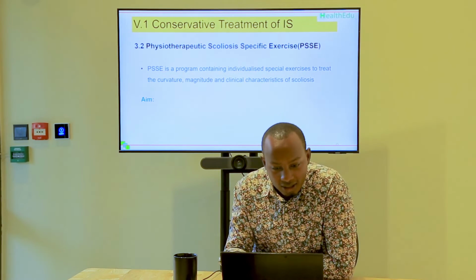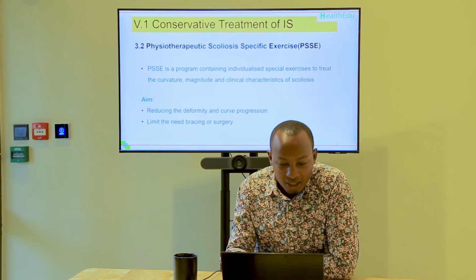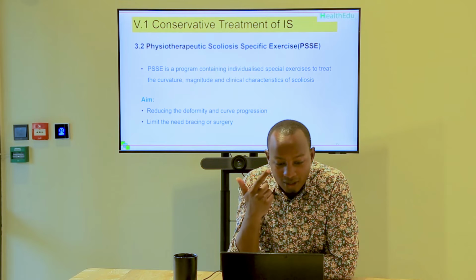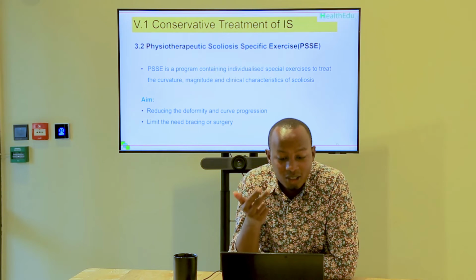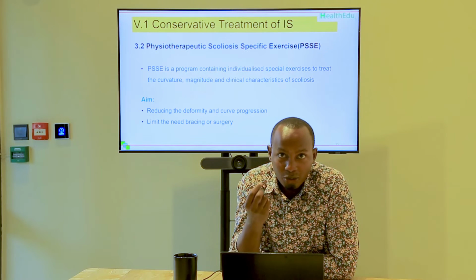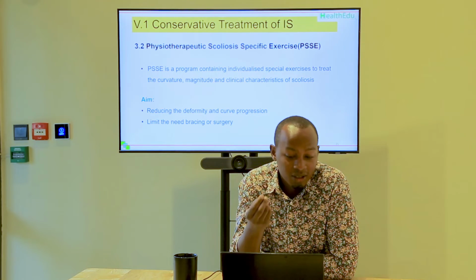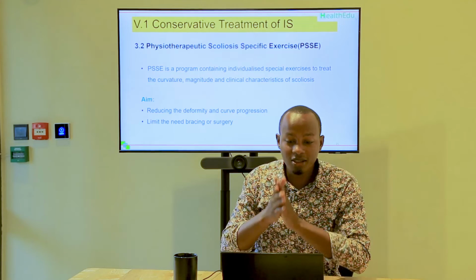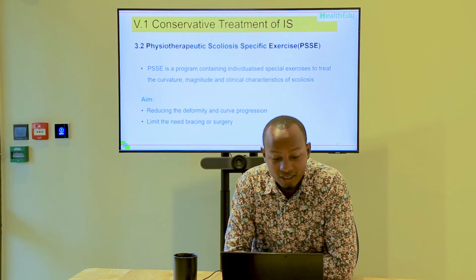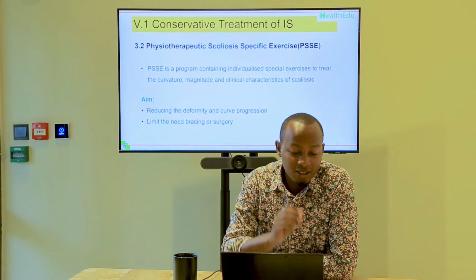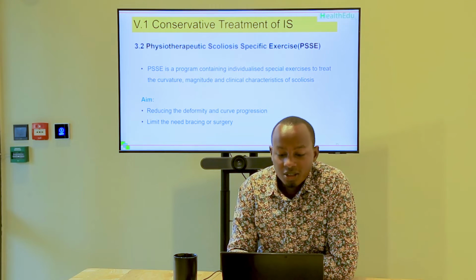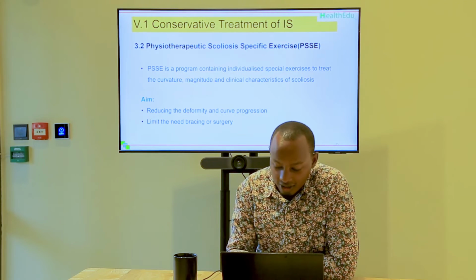The aim of this program is to reduce the deformity and curve progression. The second one is to limit the need of bracing or surgery, because most of the people don't like the bracing because of the cosmetic appearance, so they require these physiotherapy exercises, and this is the second aim of the physiotherapeutic scoliosis specific exercises.